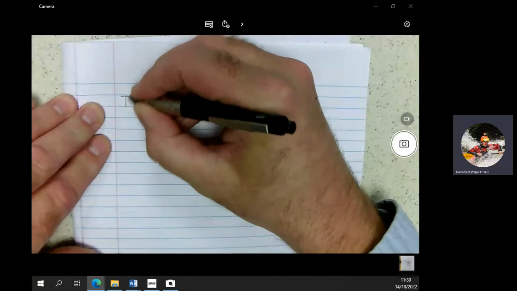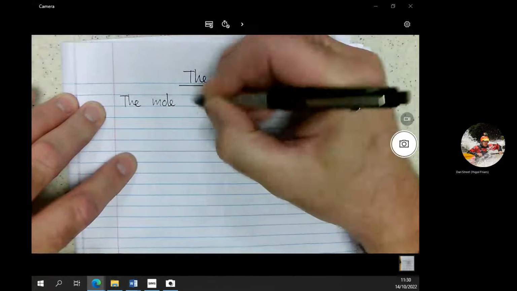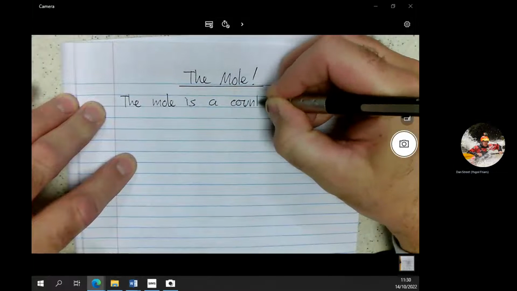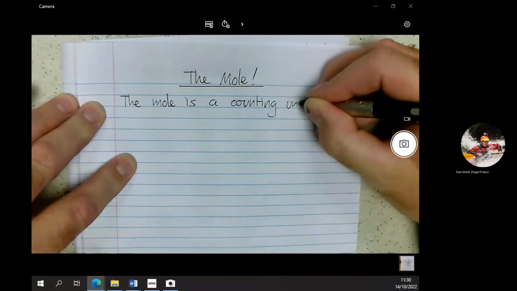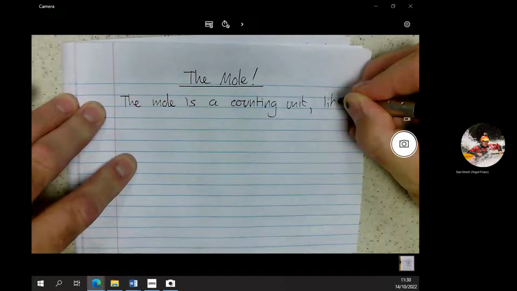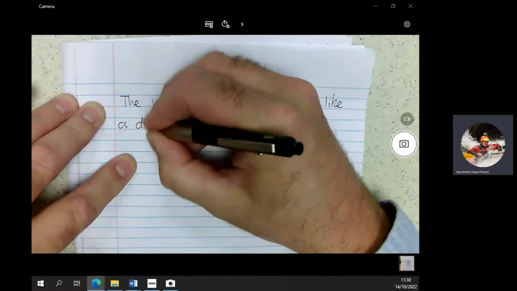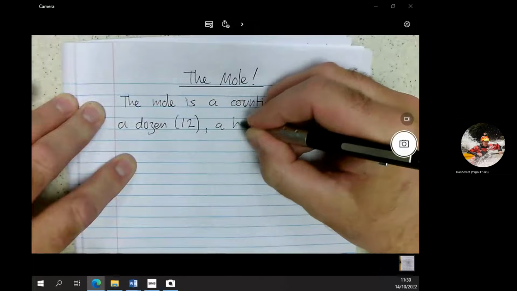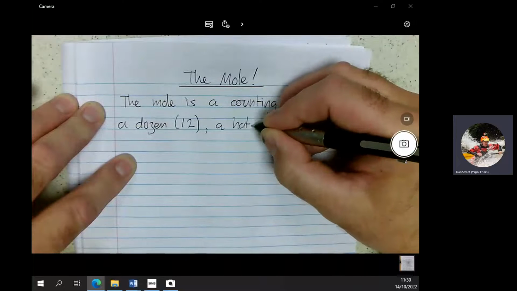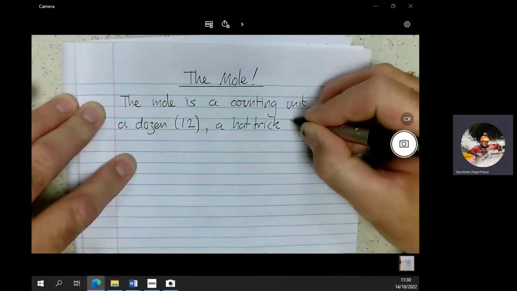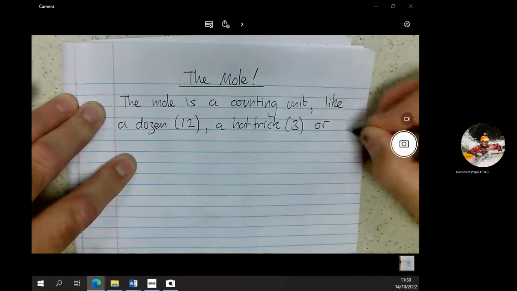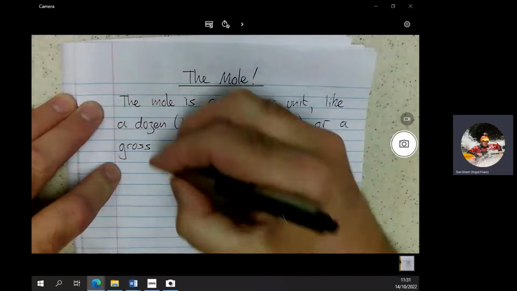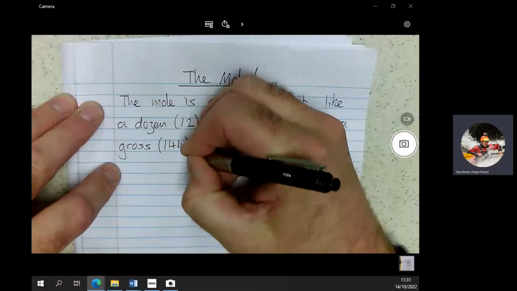So if we write this down, the mole is a counting unit, like a dozen, which is 12, a hat trick in football, which is 3, or a gross, which is possibly not a unit you've heard of before, but it is 144. Okay.